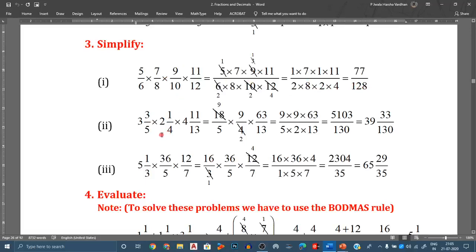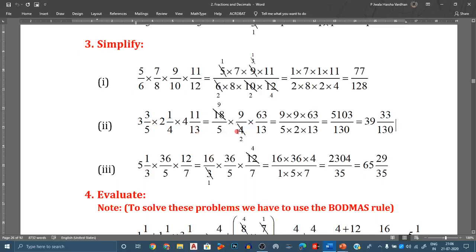So now the second one is 3 3 by 5 into 2 1 by 4 into 4 11 by 13. These three fractions are in the form of mixed form. So now whenever the mixed fractions appear, first you have to convert them into the improper fractions. So convert them. So 5 3s are 15 plus 3, 18 by 5 into 4 2s are 8 plus 1, 9 by 4 into 13 4s are 52 plus here it is 11, 63 by 13.